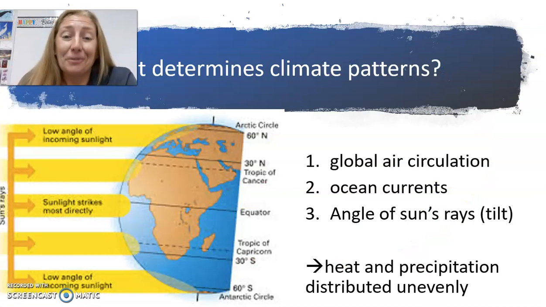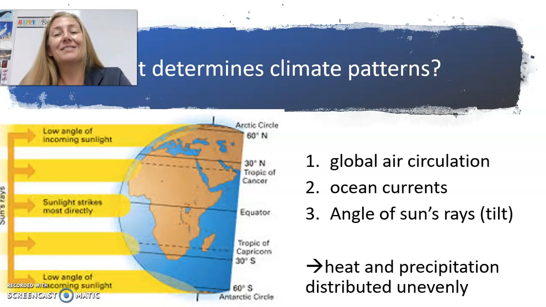Like I was just saying, what determines these different climate patterns? Convection currents and prevailing winds, which is part of global air circulation. Ocean currents, and whether they're carrying warm water or cold water. And then also the tilt of the Earth, whether whatever hemisphere we're talking about is tilted either towards or away from the sun. And those are your three big factors that are affecting climate.